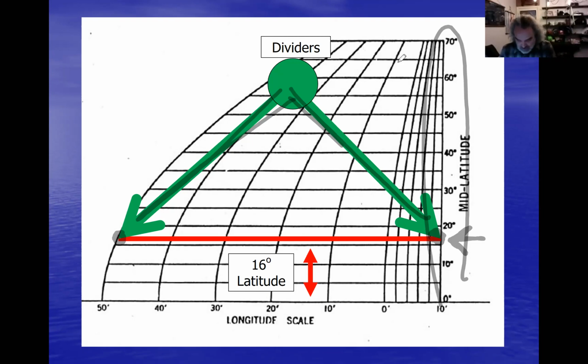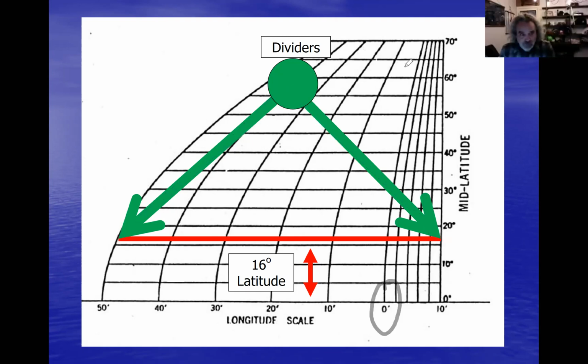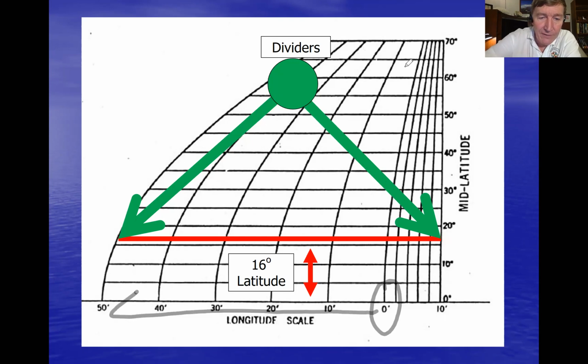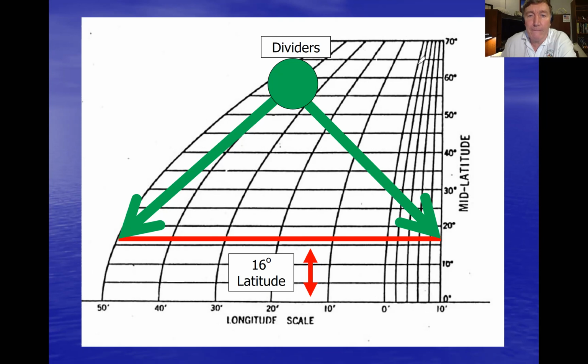I mean, I see the 16. Okay, thank you for asking. That's important. Notice where the 0 is. The 0 is right here. So if we go 50 this way and 10 here, then from here to here is actually 60. Okay, got it. Makes sense. Thank you for asking that, that's an important question. Okay, so now we know how far apart to put our dividers.